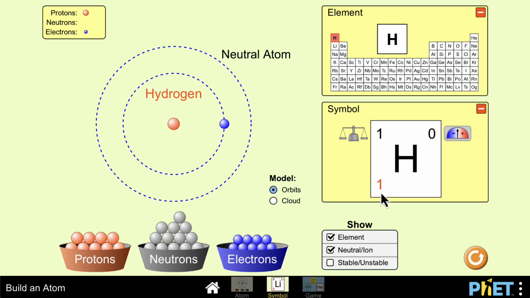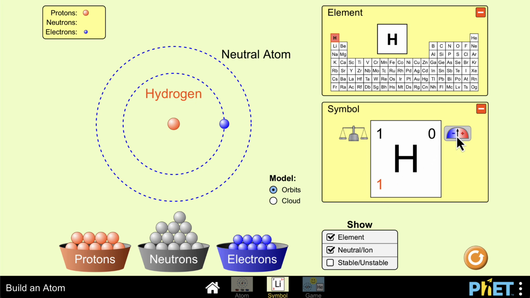What about this number? This number, and you can see it's the same color as the proton. By the way, these are not actual colors. This is just a way to represent the simulation. So the atomic number is 1 because it's 1 proton, so it's written down here. So the one on the top is the mass number, and the one on the bottom is the atomic number.